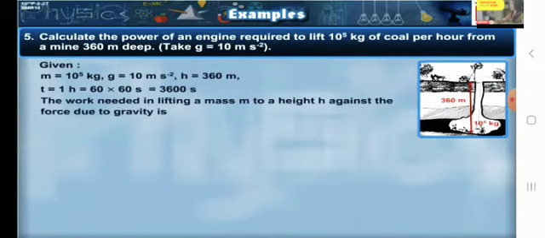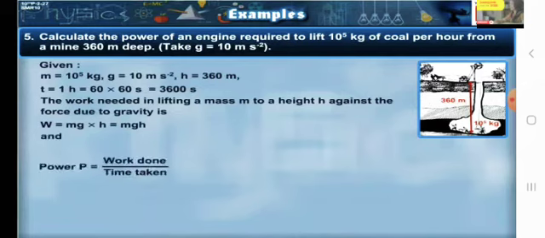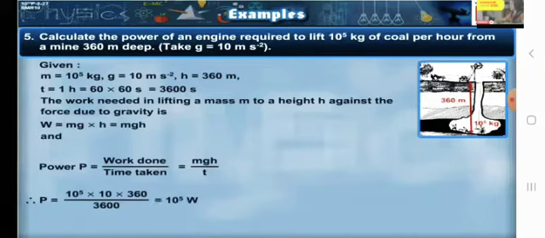The work needed in lifting a mass m to a height h against the force due to gravity is W is equal to mg into h, which is equal to mgh, and power P is equal to work done upon time taken is equal to mgh upon t. Therefore, P is equal to 10 raised to 5 into 10 into 360 upon 3600, that is equal to 10 raised to 5 watts, that is equal to 100 kilowatts.